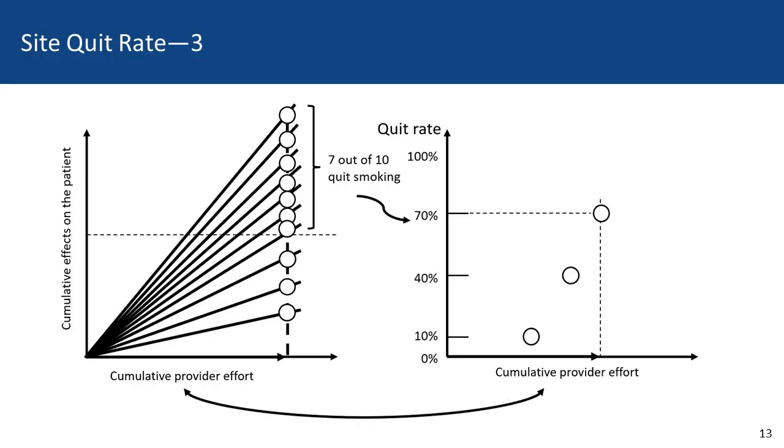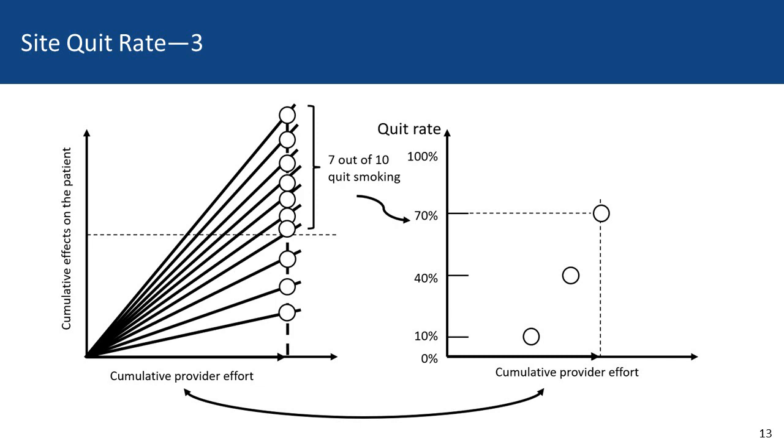Here we add just 1 more point, and in this case, we have larger cumulative provider effort. So in this case, the site may have more resources available for the providers, and the providers can give more effort to the patients. So here we see that 7 out of 10 quit smoking. So when we plot this on the right side, we put a point at 70% quit rate and that higher cumulative provider effort.